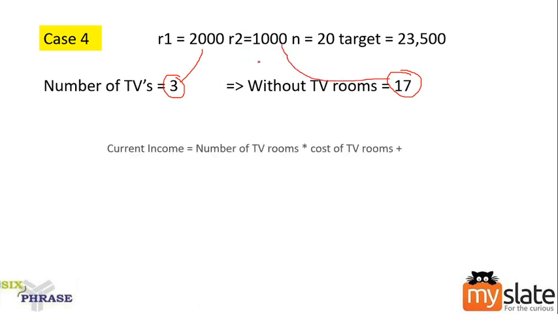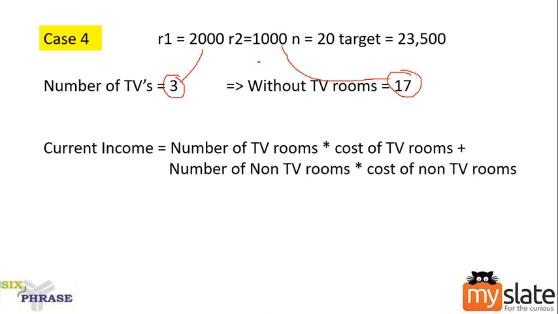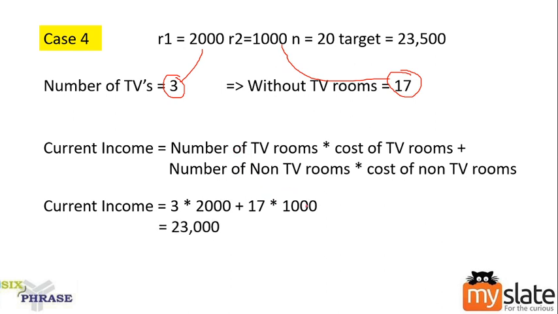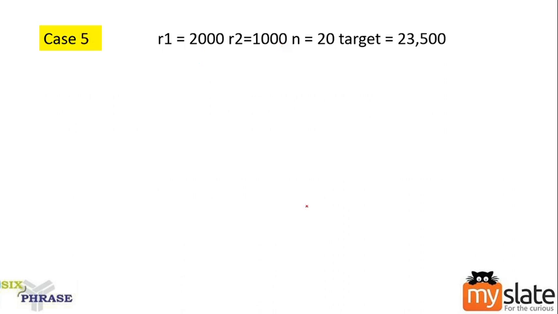So cost can be calculated using the same formula. Substitute in the formula: 3 into 2000 plus 17 into 1000, which is 23,000. Even now, if you notice, we haven't reached the target. Target is 23,500, but here we have only 23,000. So what should be the next step? Having 3 TVs is not sufficient. Let us move on to having 4 TVs. We'll get the answer now.